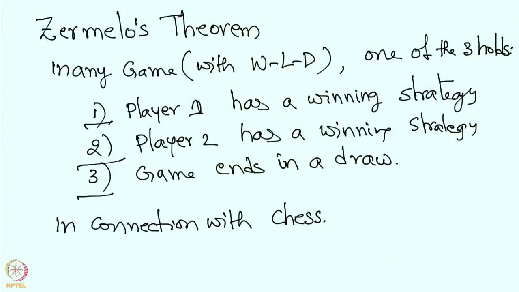And then Zermelo's theorem tells you that in chess either the white player has a winning strategy, or the black player has a winning strategy, or the game ends in a draw. So that is the consequence of Zermelo's theorem. Let us try to prove this theorem. How will we prove this? The proof of Zermelo's theorem.